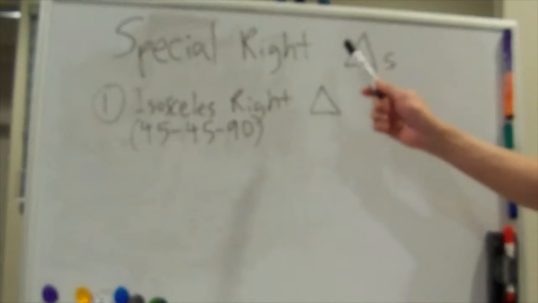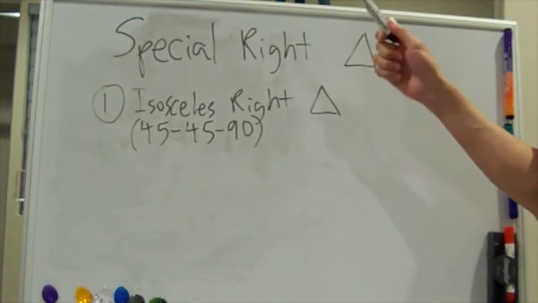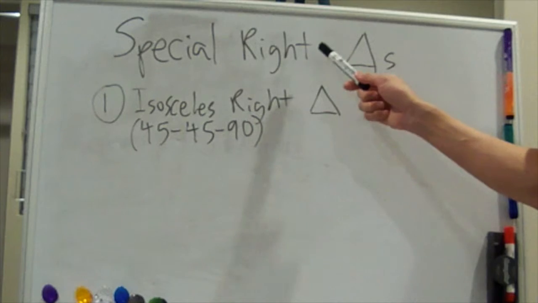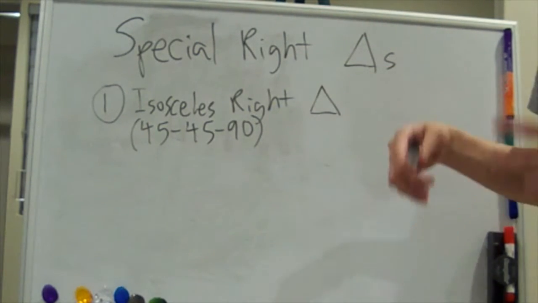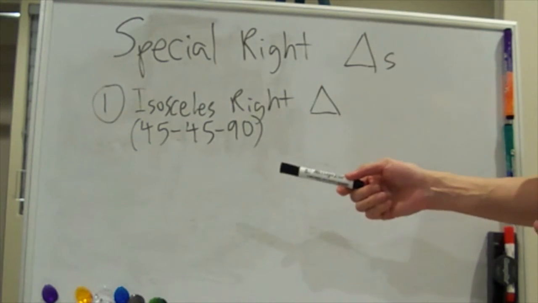These are special right triangles. There's two types. These are important because you're going to see them in Algebra 2 or higher level math. They're on the SAT and ACT. They're very important because they're basically shortcuts that are going to save you time. So it's to your advantage that you learn them and you learn them well.